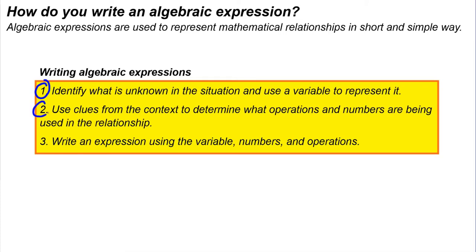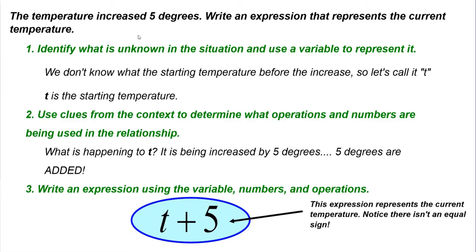Then from there, we need to use clues from the context to determine what operations and numbers are being used in the relationship. And this can vary quite dramatically. We can use multiplication, addition, subtraction, all these operations. We just have to use clues from the situation to determine what operations and numbers are being used. And then finally, we want to write that expression using the variable, the numbers, and the operations in the appropriate order.